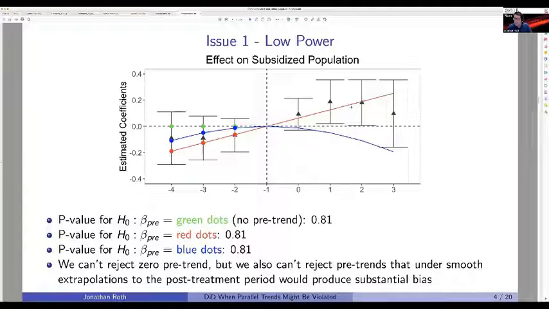And depending on how we did that extrapolation exactly, if we did the linear extrapolation, it might mean that our significant coefficients should actually really be 0. If we did this blue quadratic extrapolation, it might mean that actually our coefficients are too small and they should have been much bigger.